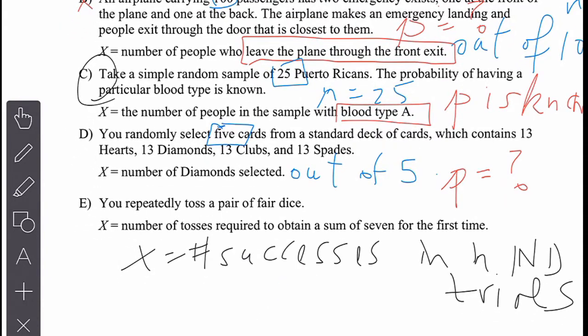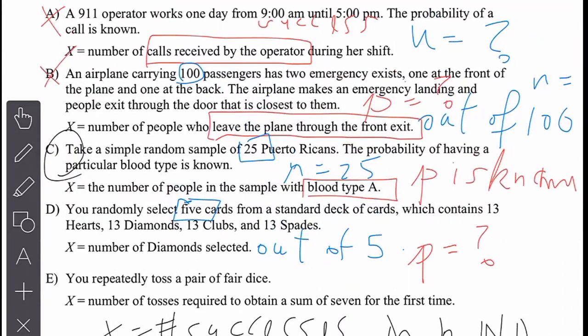I want to move this down. So D is not the right answer either. And finally, you repeatedly toss a pair of fair dice. You toss a pair of fair dice and you look for the number of tosses required to obtain a sum of 7 for the first time. So what are we doing?